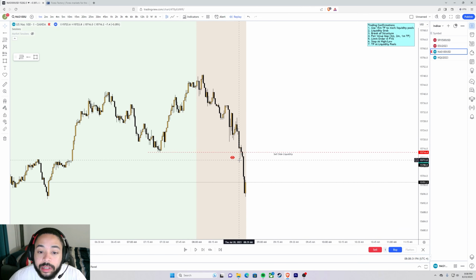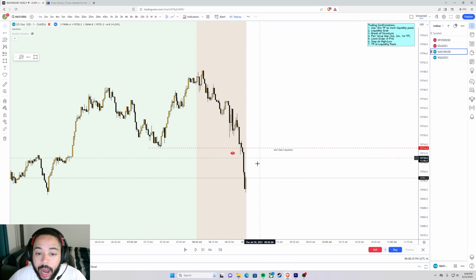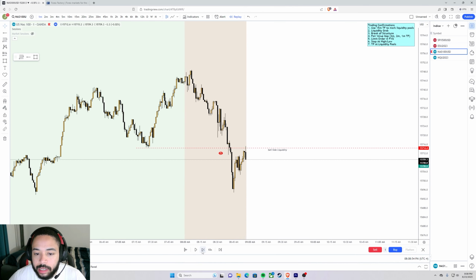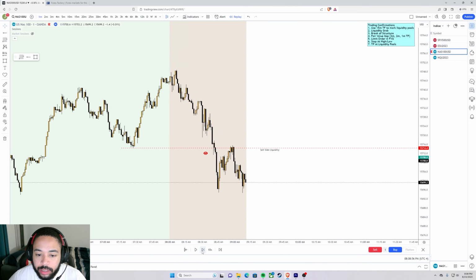So at this point, because sell side liquidity was taken, I am immediately bullish. I have a bullish bias. I'm only looking for buys. I'm not interested in selling price at all. Once you're able to determine your bias, that's already half the battle. That's most of the battle, right? You already know which direction you want to take it. So all it is now is we're just waiting for 9:30.